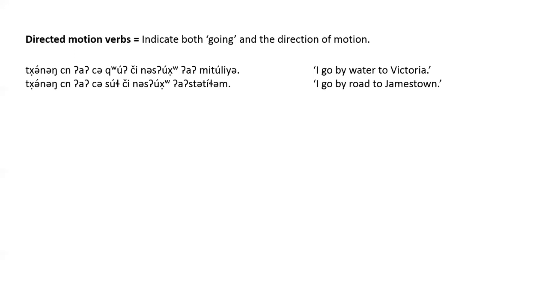Tchaning zi na tza kuo chi oh amatulia. I go by water to Victoria. Or tchaning zi na tza su chi oh a statisham. I go by road to Jamestown. Let's break this last example down and analyze it. Tchaning zi na tza su.